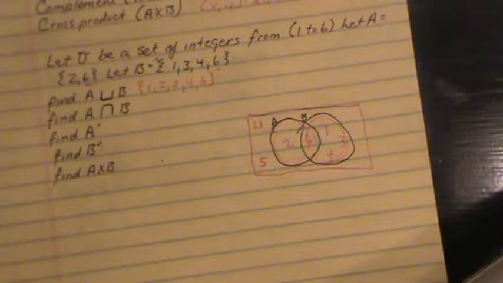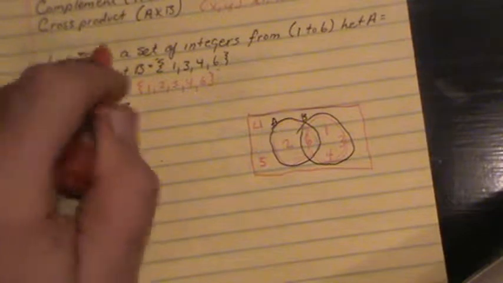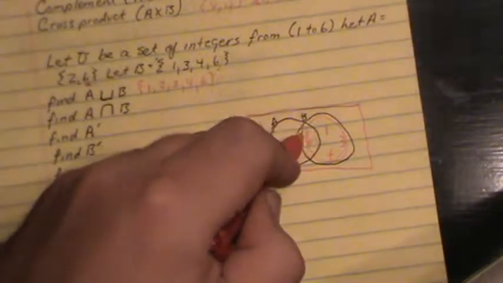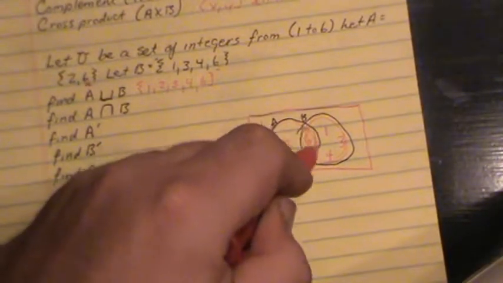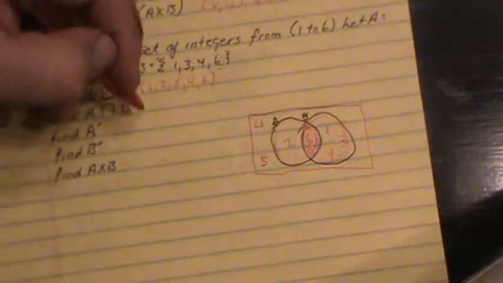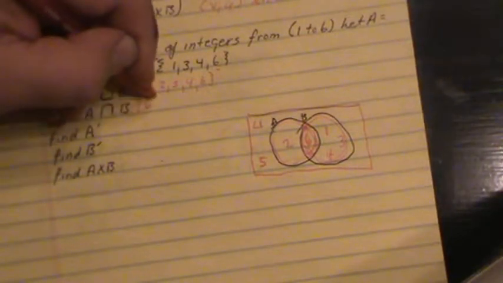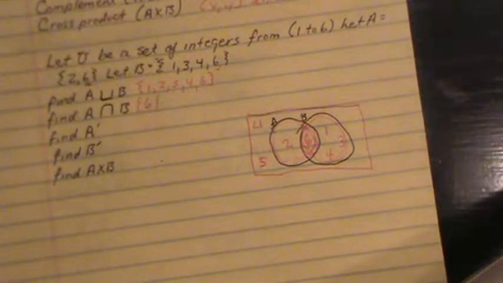Next one is find the intersection of A and B. The intersection means what they share. What they're sharing in this is 6 in both of them. If we look at our diagram, you can see right here that 6 is shared. So this would be 6.